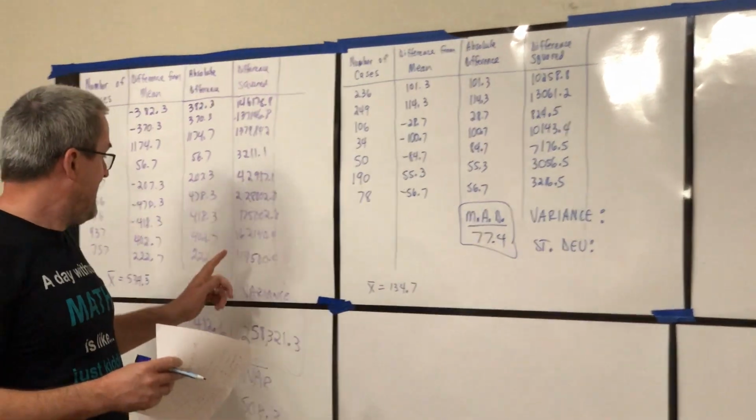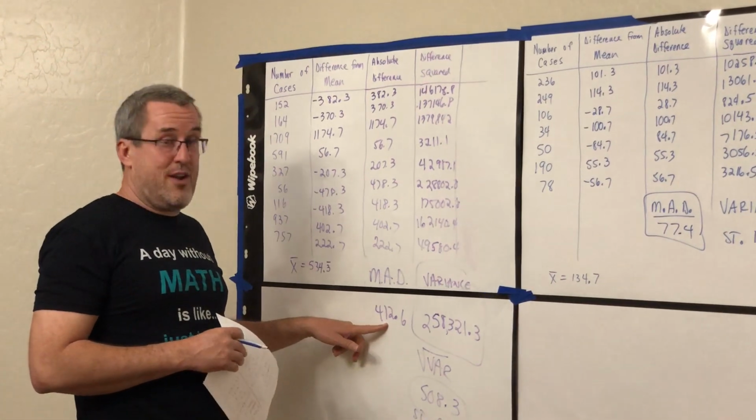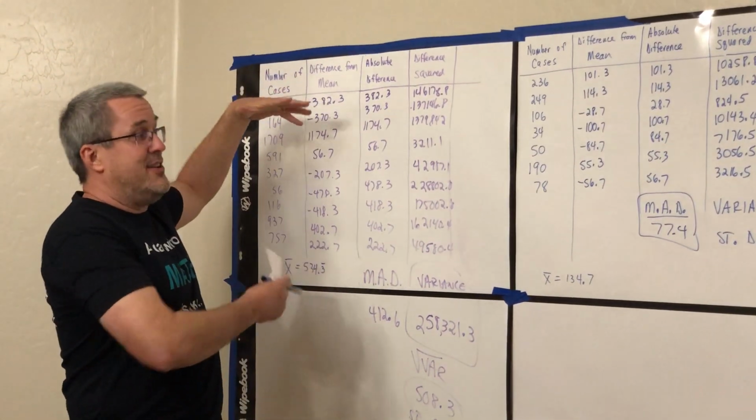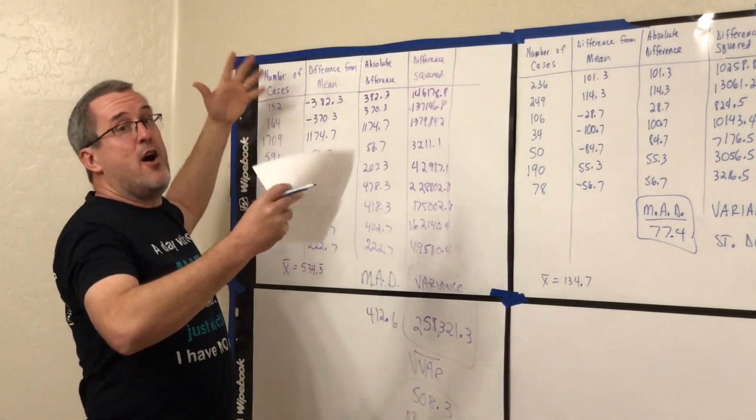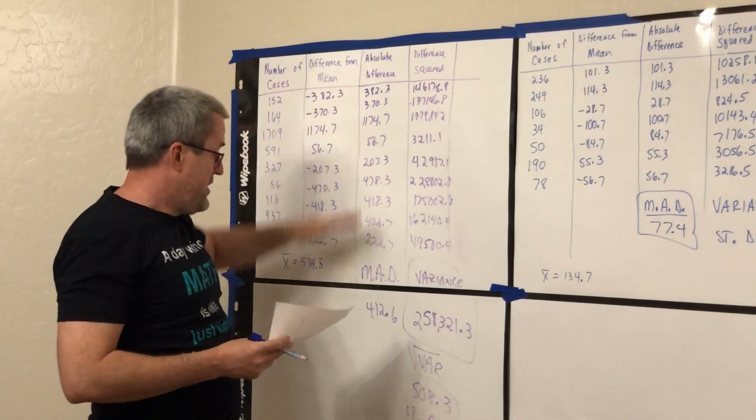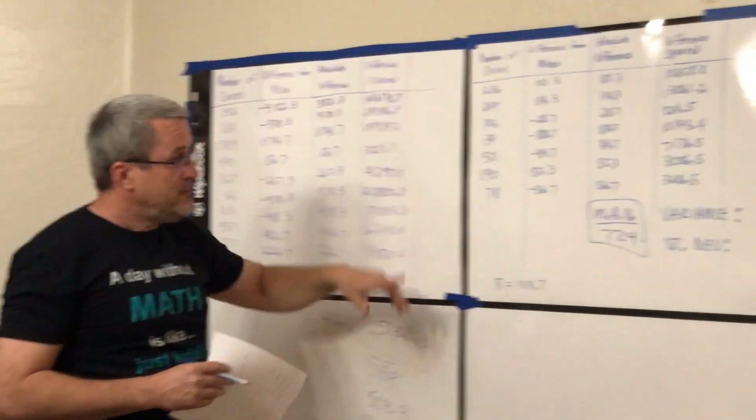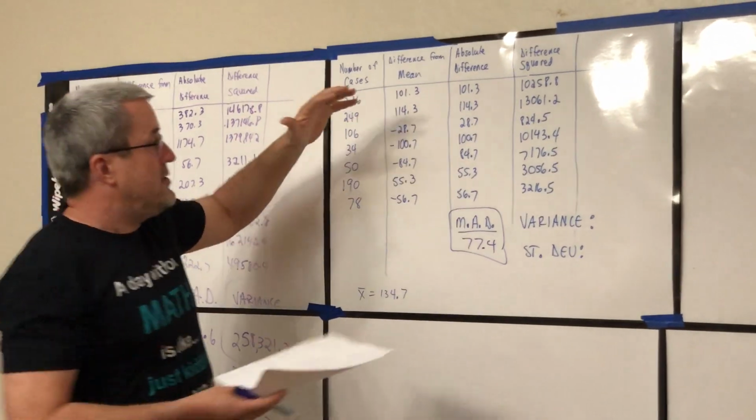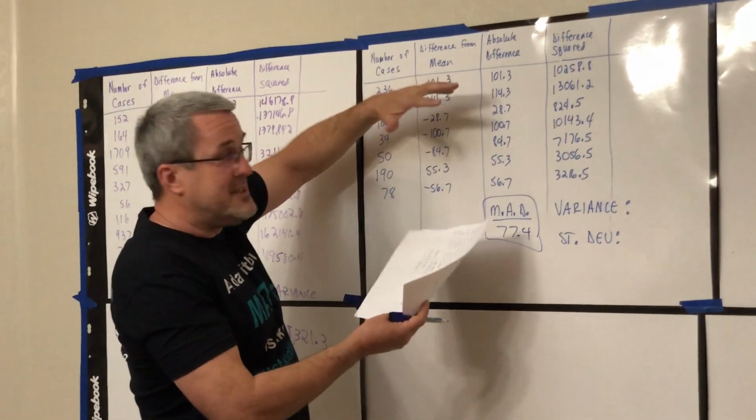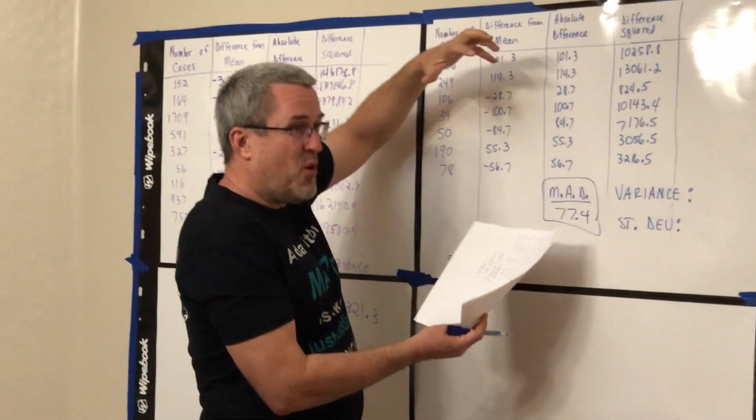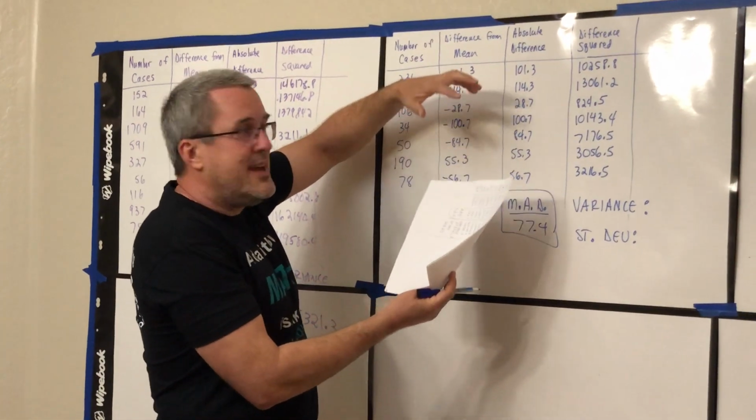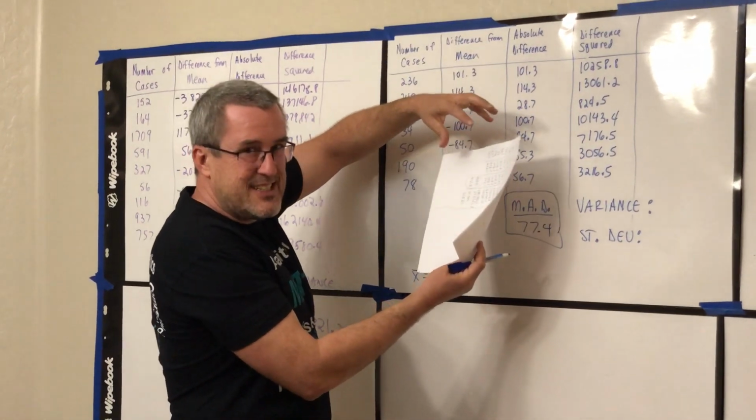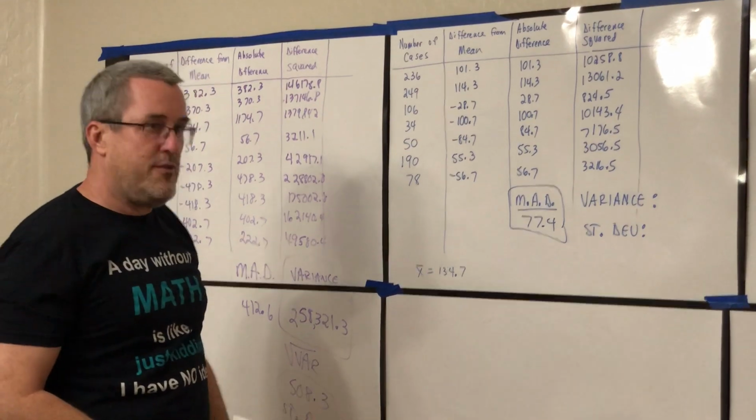Much smaller than the MAD we got over here of 412.6. So the data over here is spread out. How far from the mean on average? 412.6. How far from the mean on average? Only 77.4. So in terms of comparisons, we would say this set of data is more clustered around the mean. It's not as spread out. It's more consistent around the mean of 134.